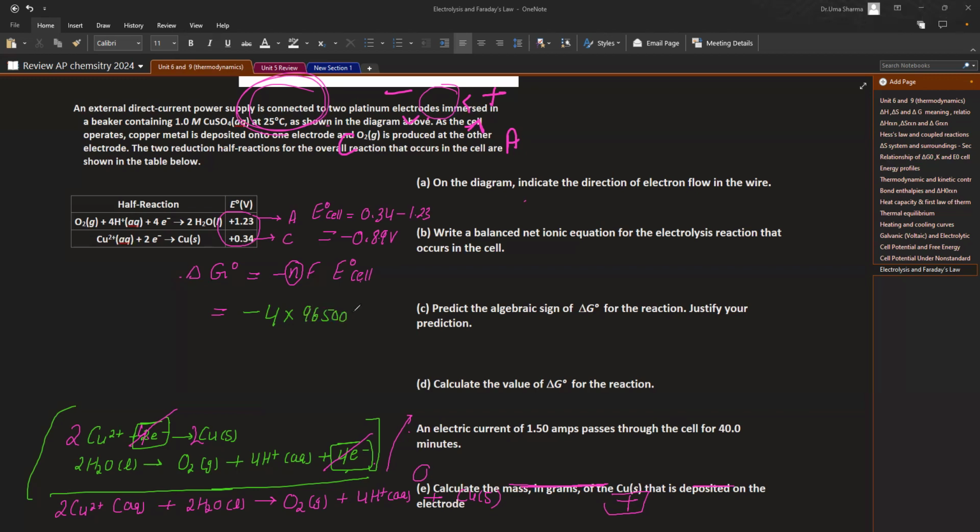96,500 and E naught cell is minus 0.89. Get the answer, and the minus will become plus. And give me the units. After calculating, give me the units.